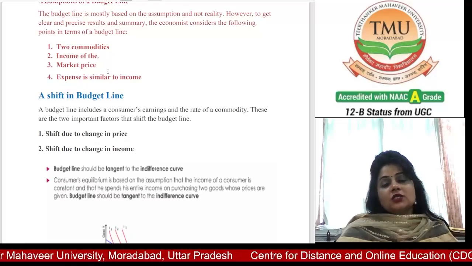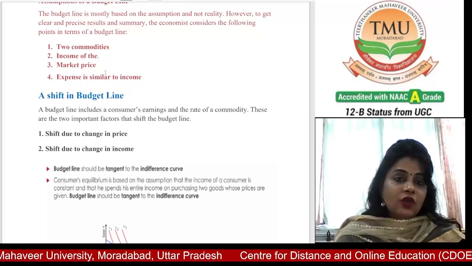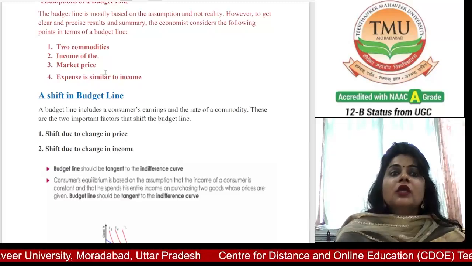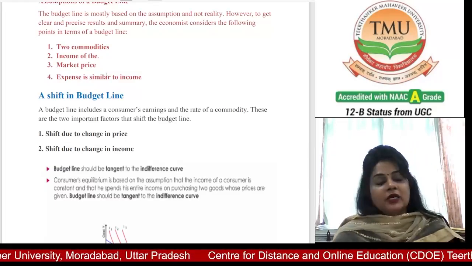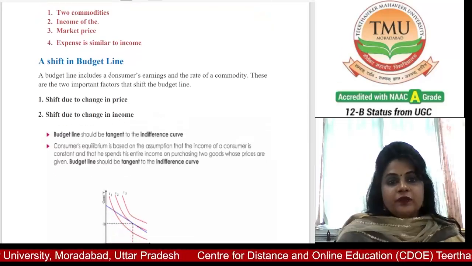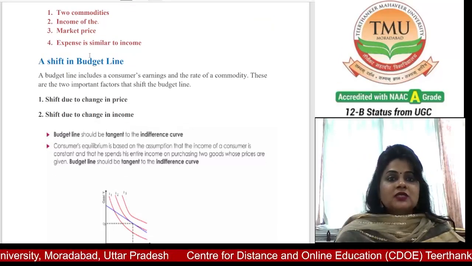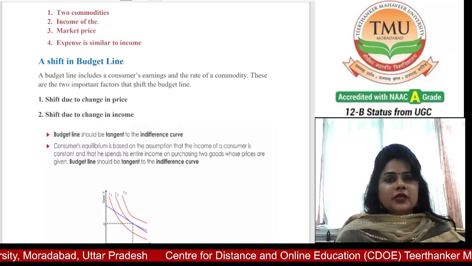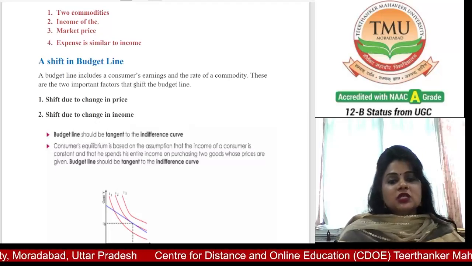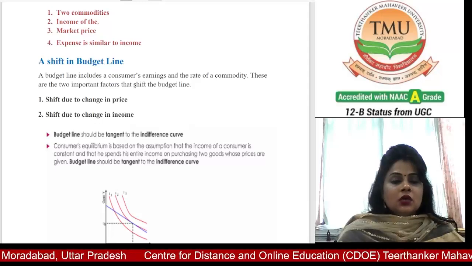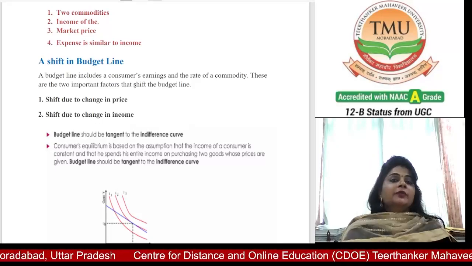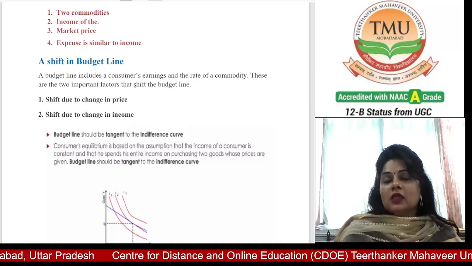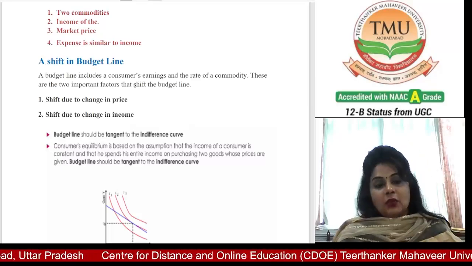The customer also has full knowledge about the market price of the two commodities. Now he can decide the budget line and the combinations. Expense is equal to income. It means it assumes that the consumer spends the whole income and leaves no place for saving.